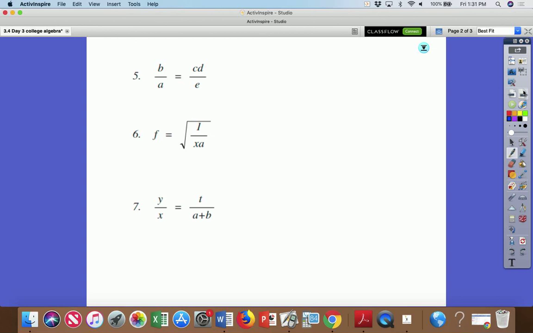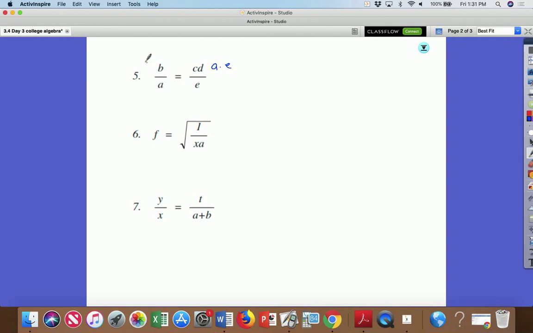Tell me what to do. Say again. Multiply by A. That's absolutely one option, and that will get the right thing for you. What would have been another option at the beginning? If you cross multiply, you get B times E equal to ACD. So BE equals CDA.